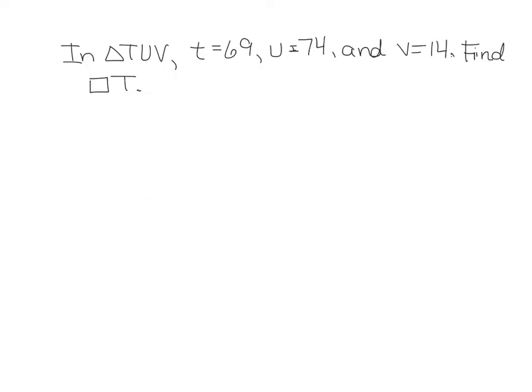So here's our first problem. I used this weird little square thing to mean the measure of angle T, just to show that in this lesson too, in Delta Math, there are some spots where it's not going to show correctly. So I'll draw out my picture, my triangle. We have triangle TUV. So I have that side t, across from angle T, is 69, u is 74, and v is 14. Okay, I'm finding angle T.